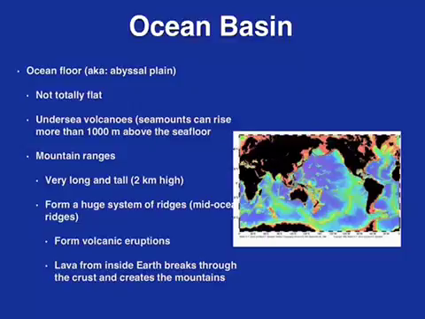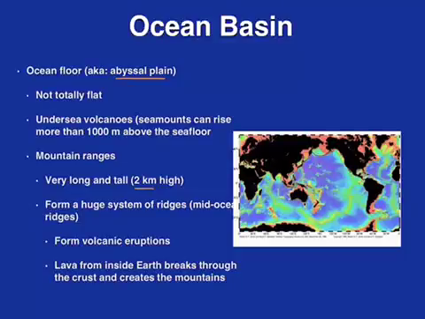The ocean floor goes by another name. It's also called the abyssal plain, and it's not totally flat. Back in the day, before scientists mapped the ocean floor, it was believed to be completely flat. However, we now know that there are undersea volcanoes, and those can rise more than 1,000 meters above the sea floor. We know there are mountain ranges, and they're very long and very tall. They can be up to 2 kilometers high.